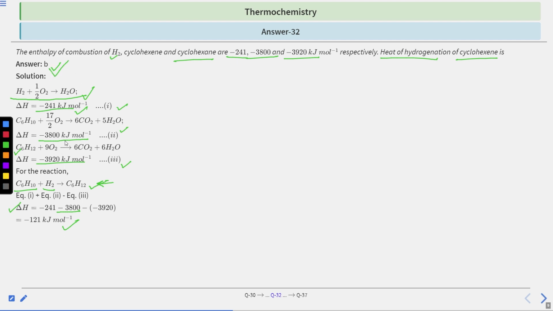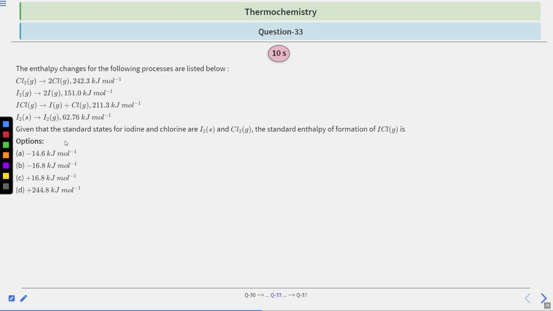Okay. So let's move to the next question. Question number 33. The enthalpy changes for the following processes are listed below. So we have some processes here and their enthalpies are also mentioned. In the first process, Cl2 in the gaseous form goes on to form 2 atoms of Cl in the gaseous form. Enthalpy is given as 242.3 kilojoule per mole for this process.